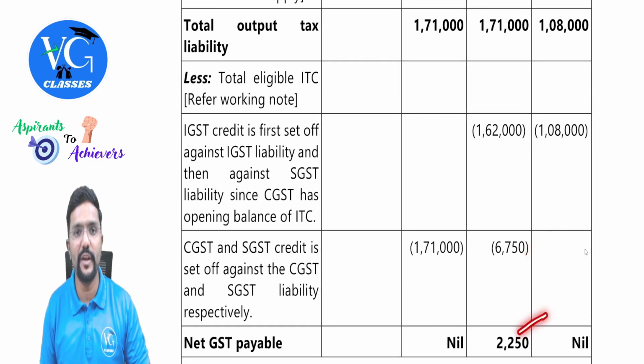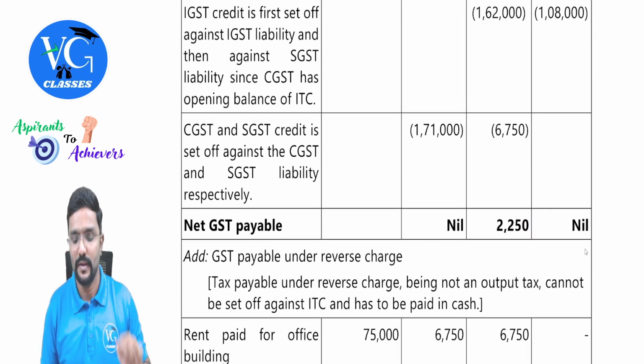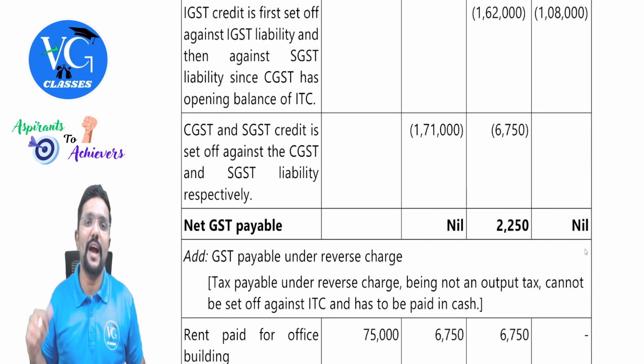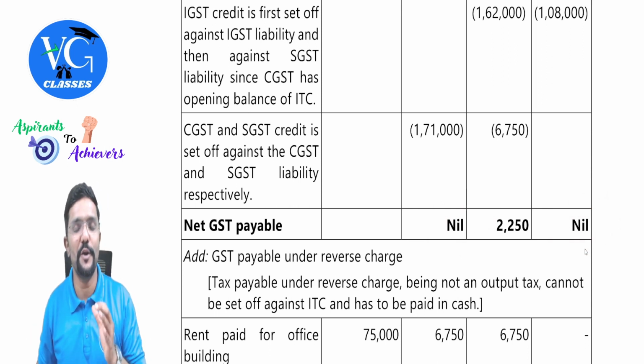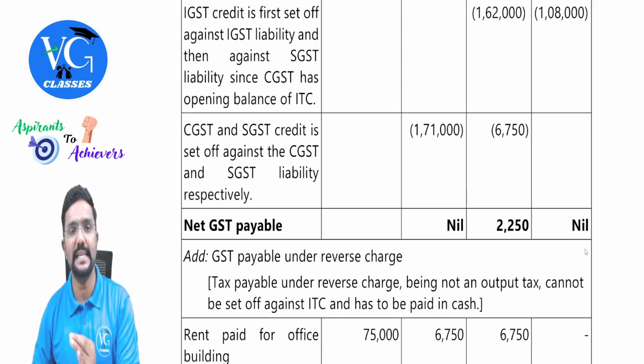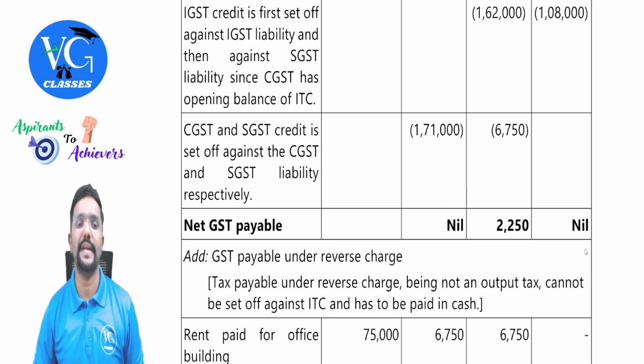Remaining 2,250 we need to pay SGST, whereas CGST and IGST nil. Sir, we have balance of CGST. What do we do with it? We can carry forward it to November month. Whatever balance CGST credit is there, we will carry forward it to the next month, guys.